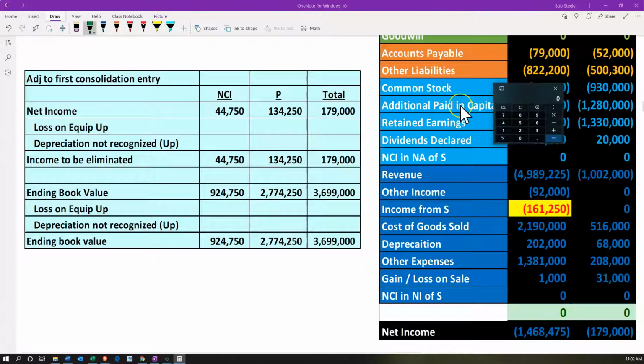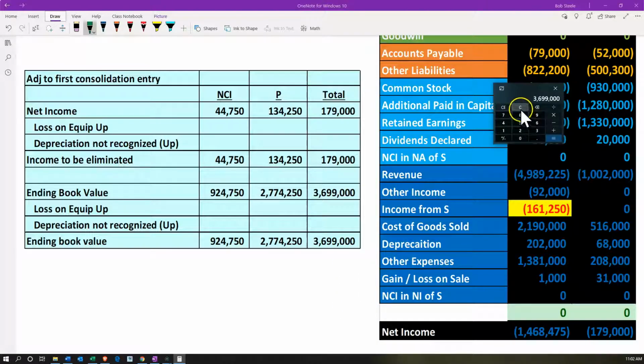We're going to get the same thing if we did the blue numbers down at the bottom. So we can just do that real quick. 930,000 plus 128,000 plus 1330. That's not right. 1330,000 minus 20,000. Then I'm just going to pick up the net income down below, the 179,000. So that's going to be the same 3,699.